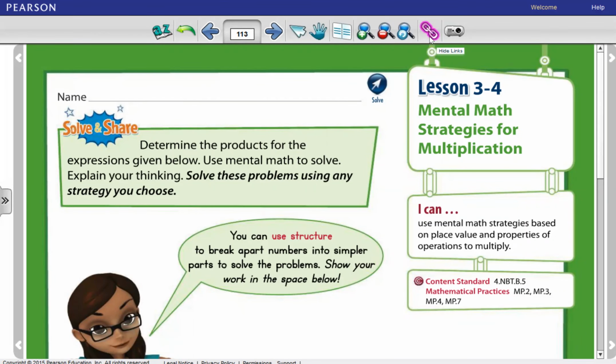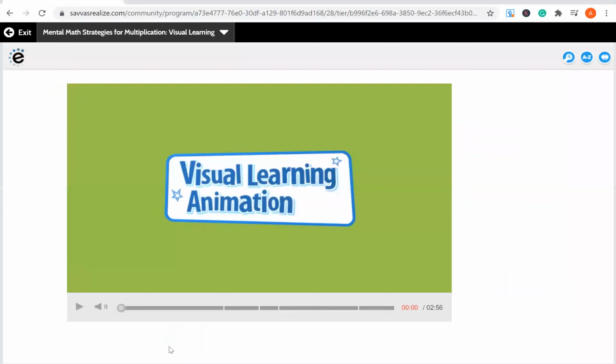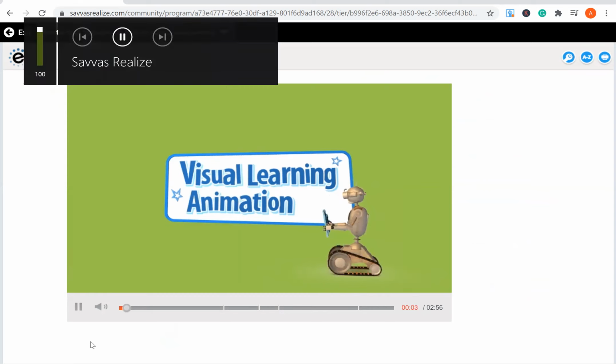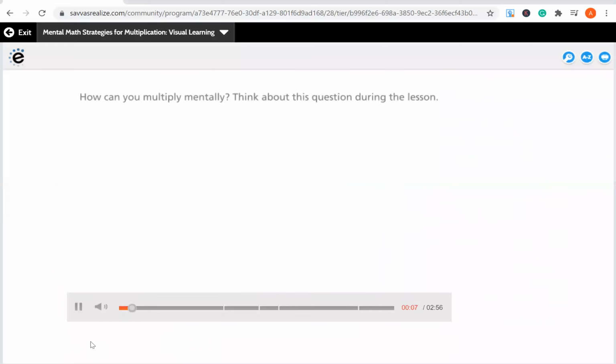Lesson 3-4, Mental Math Strategies for Multiplications. I will play a video, then we solve some questions. How can you multiply mentally? Think about this question during the lesson.